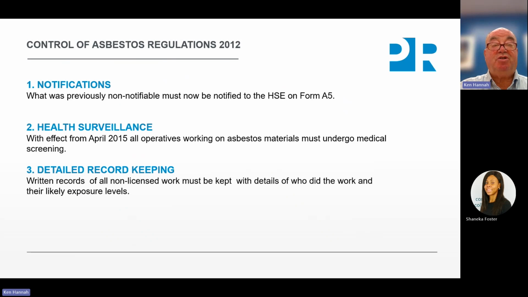So what did the control of asbestos require? Well, what was previously non-notifiable must now be notified to the HSE on Form A5. If operatives have been working on asbestos, if they are asbestos removal contractors, from 2015, all operatives must undergo medical screening, and there must be detailed record keeping of all licensed and non-licensed work. So not just the licensed work.